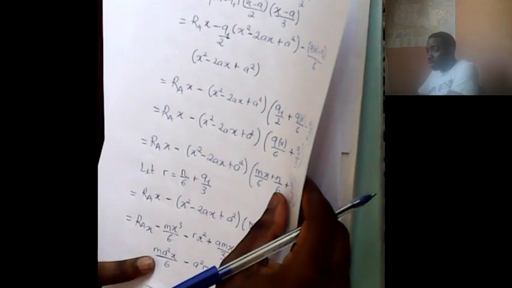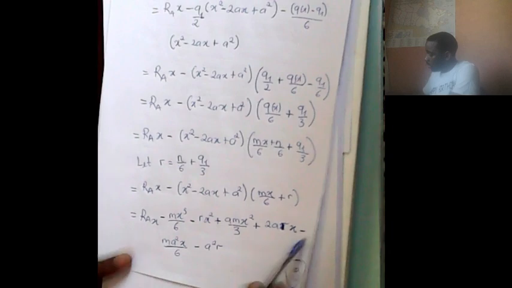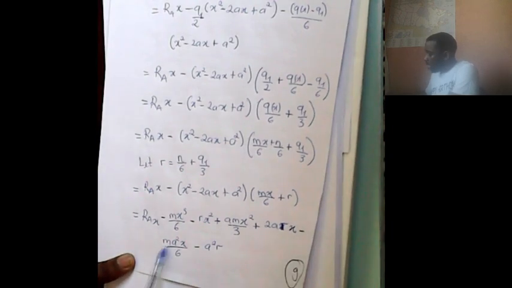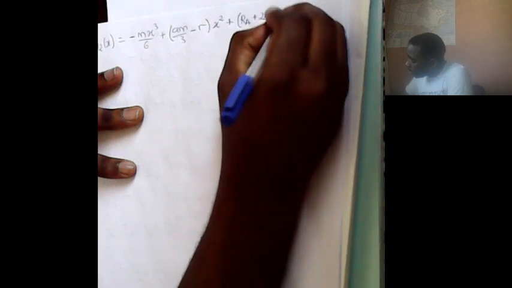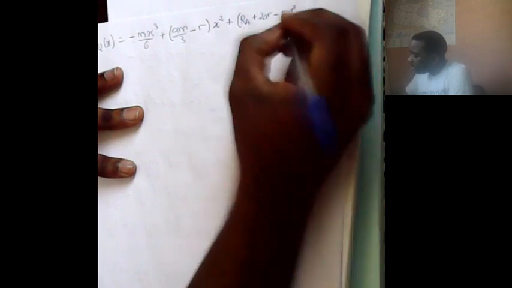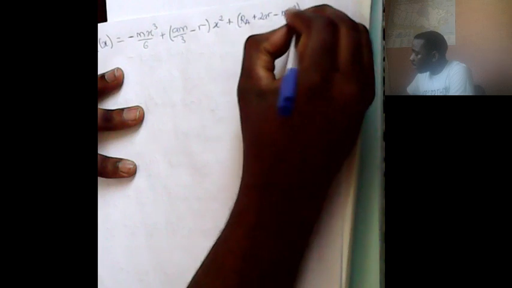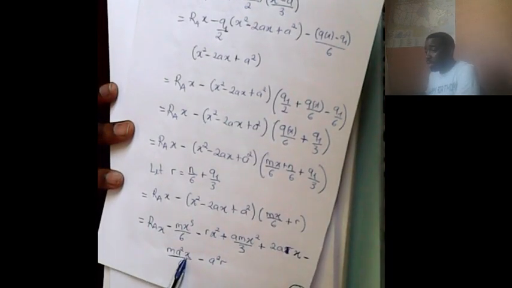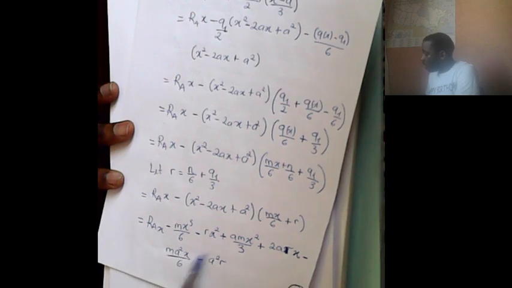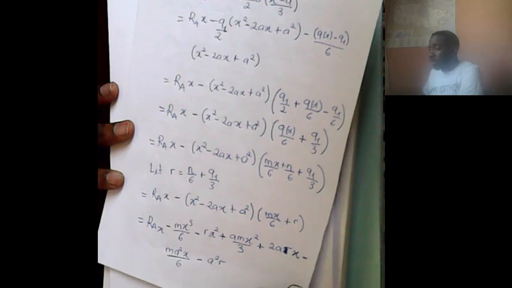So I'll have plus 2AR. The next term in x is this one, minus MA squared on 6, and all of that will be times x. That's our term in x. And then we have our constant. I think this is the only term without x. So, minus A squared R.